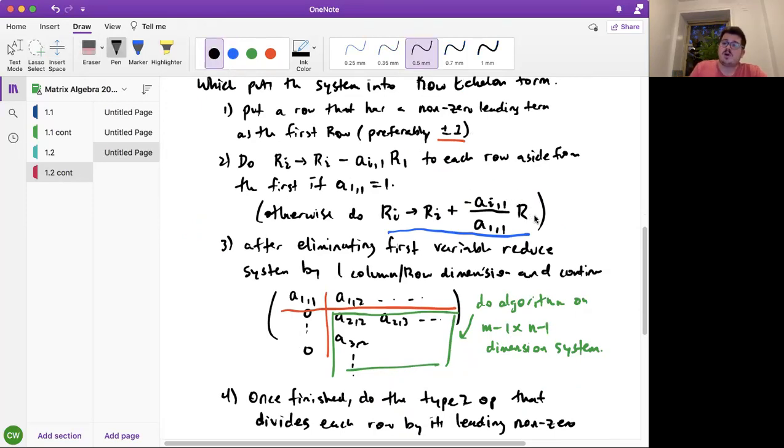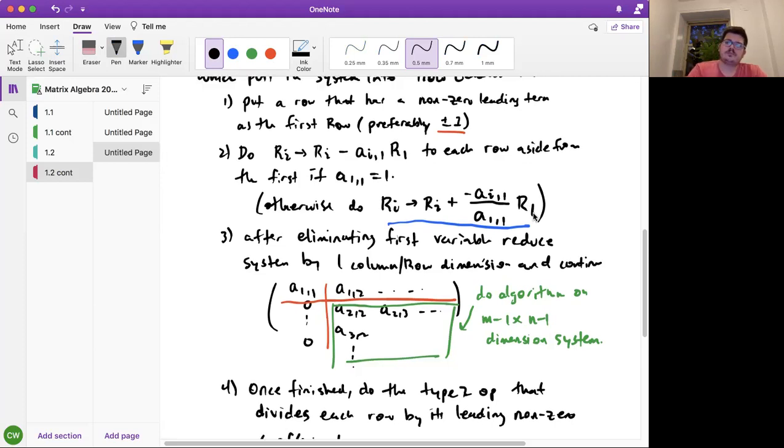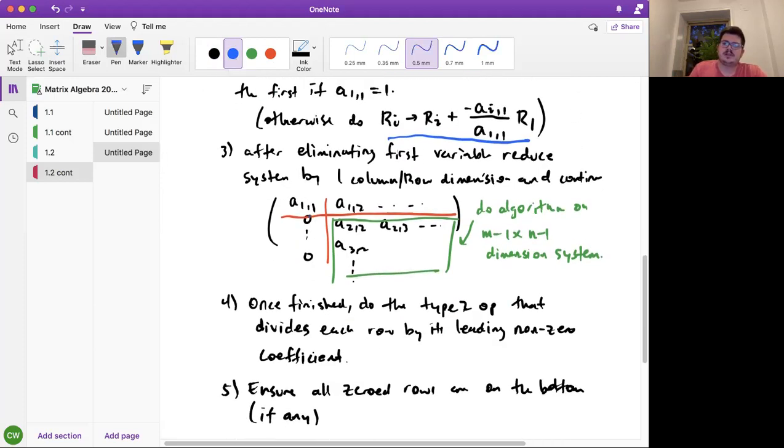You use row 1 to eliminate every other variable in each equation underneath it. So at the end, you'll have a column full of zeros except for the first entry. Once you have that, what makes this an algorithm is that you can repeat this and continue it until there's nothing more to do.